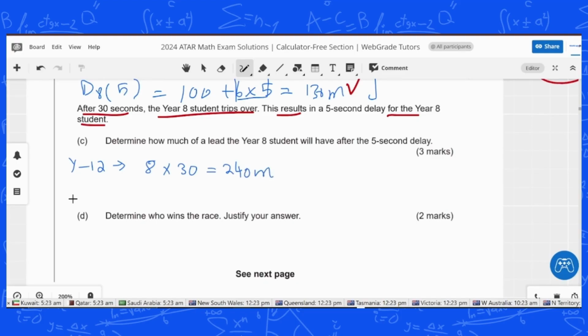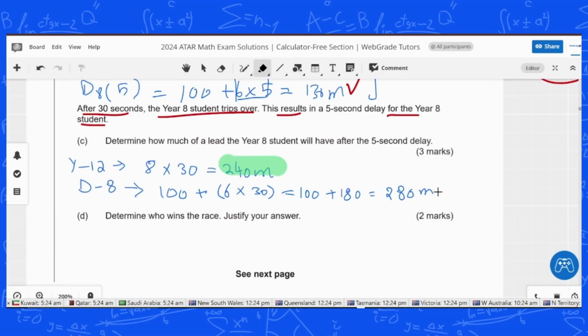And the year 8 student starts 100 meters ahead and runs at 6 meters per second. So the distance after 30 seconds for year 8 is 100 plus 6 times 30. That makes 100 plus 180, which equals 280 meters. So at the 30 second mark, year 12 is at 240 meters and year 8 is at 280 meters.